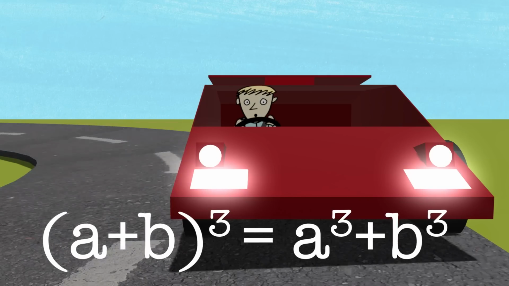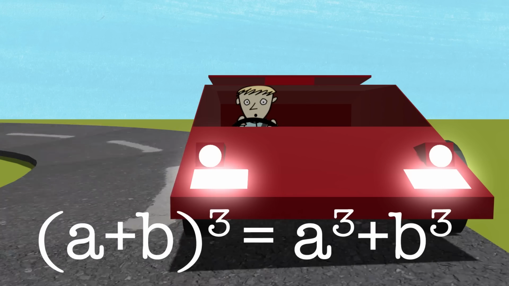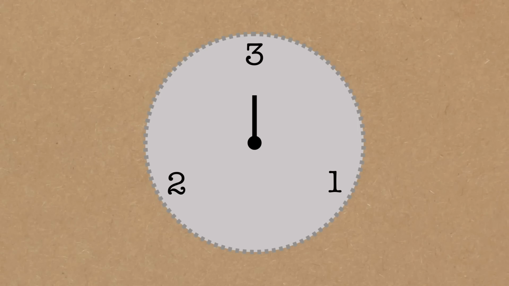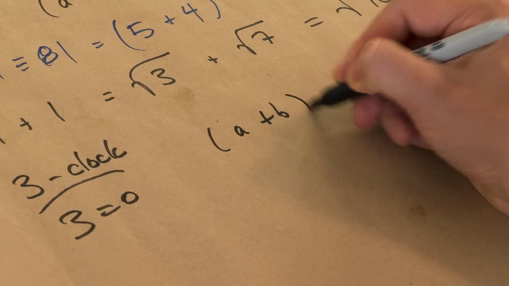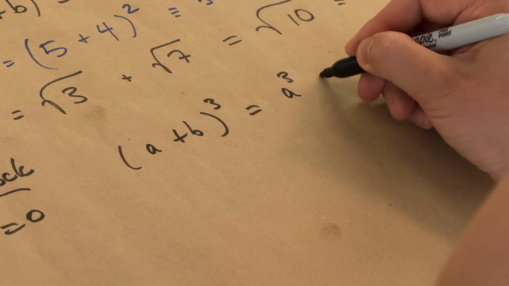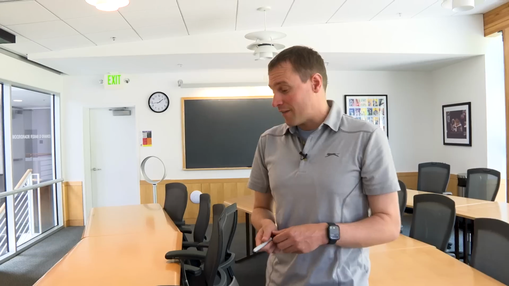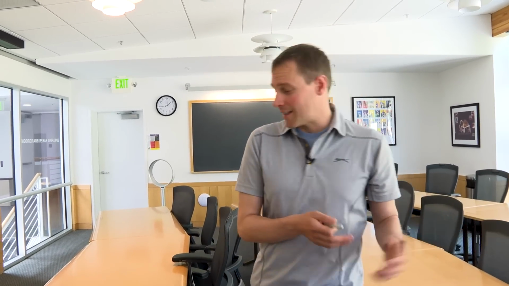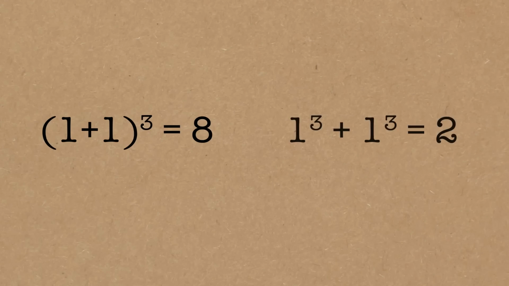On the 3 clock, the only numbers that show up are 1, 2, and 3, or 0, 1, or 2, depending on what your conventions are. On the 3 clock, now I get 3 equals 0, so again, we can convince ourselves that on the 3 clock, (a plus b) cubed is a cubed plus b cubed. Of course, normally never true. If I take a equals 1, b equals 1, I get 2 cubed, which is 8. And that's totally different than 1 cubed plus 1 cubed, which is 2.